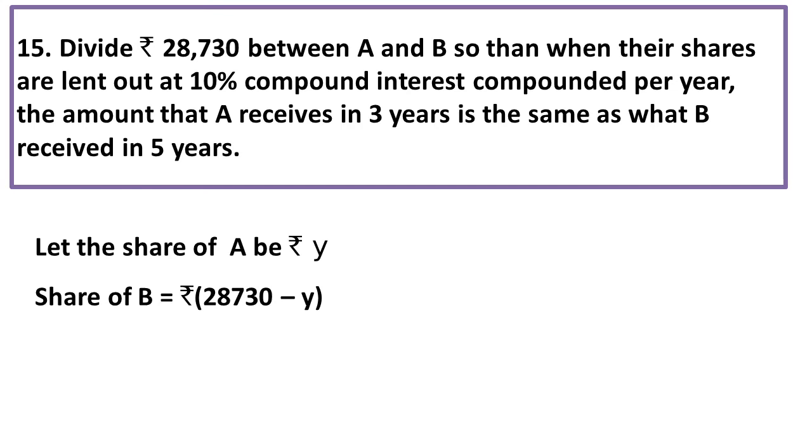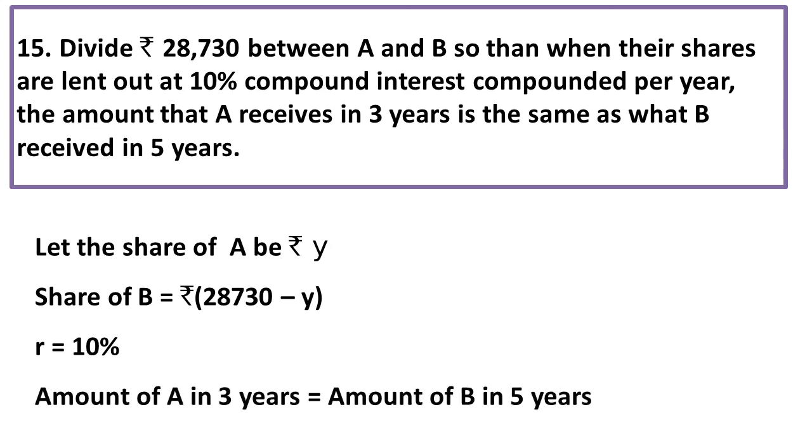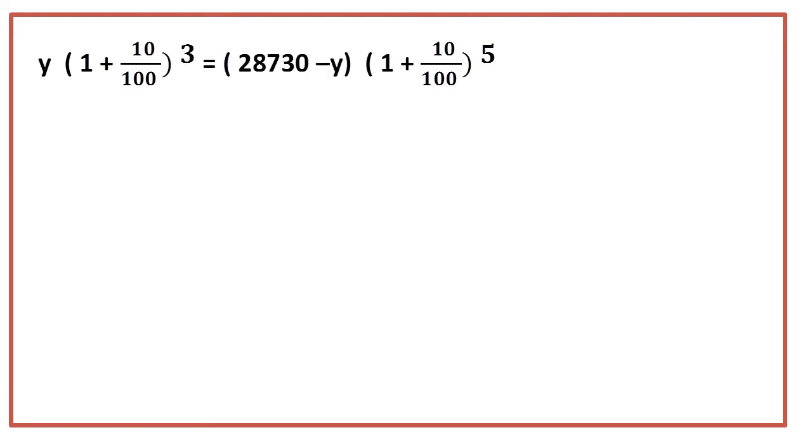28,730 minus Y. It is very clearly said in the question that the rate of interest is 10% in both the case of A and B, and the amount which A receives after 3 years is equal to the amount of B in 5 years. Consider this equality. Try to find out the amount obtained by A in 3 years and the amount of B in 5 years, and let us equate these two values. Use the formula P into (1 plus R by 100) to the power n in both the case.